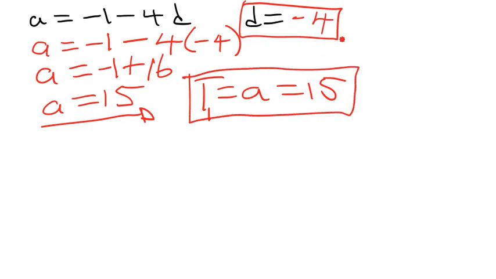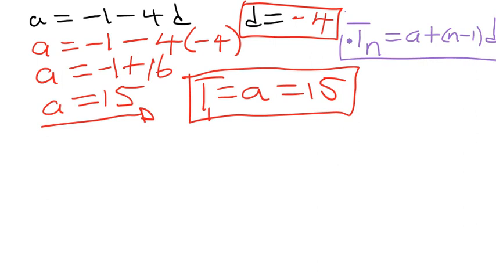So we can use this formula which says Tn is equal to a plus open bracket n minus 1 close bracket d. We can use this formula now to find T1, T2, T3, T4, T5, all the terms that we want. But the question said we must first find the first three terms. So we have already found the first term.